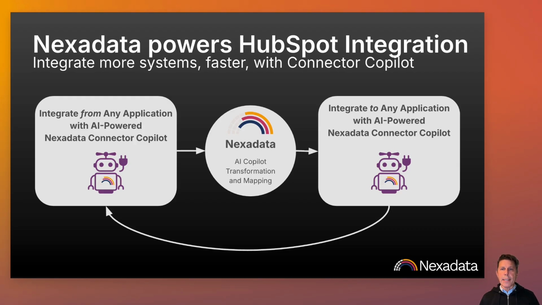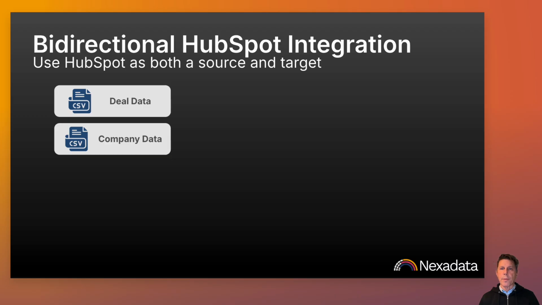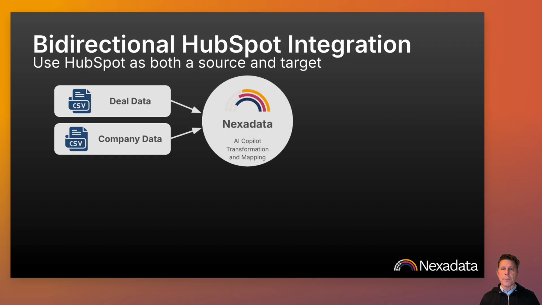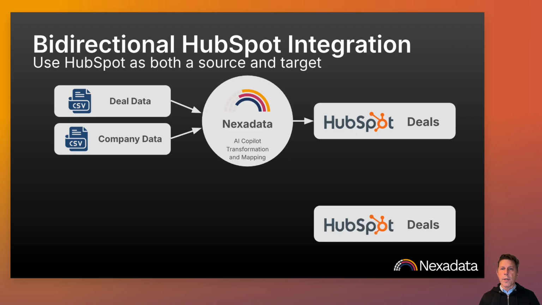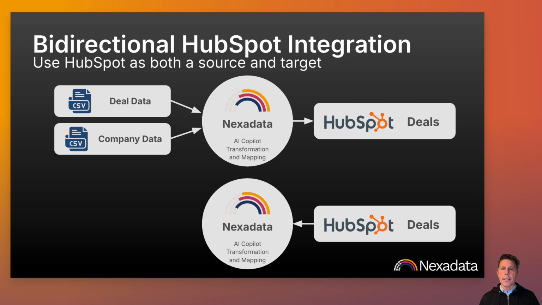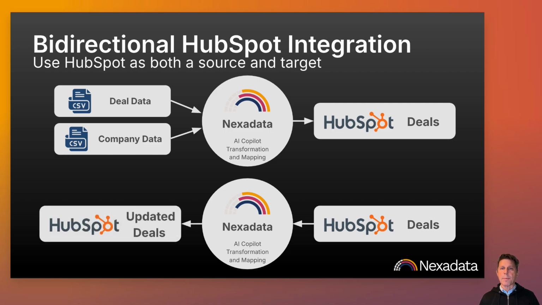It can read almost any API and build the data set for you with natural language. So whether it's Monday.com, Airtable, Notion, or any other operational tool, you can plug it into HubSpot through Nexadata. Now let's bring it all together. I'm going to show you how Nexadata can take simple CSVs, in this case deals and companies, harmonize them, and load them straight into HubSpot. Then we'll flip the flow, pull those same deals back out, enrich and update them in Nexadata, and push the changes right back into HubSpot.